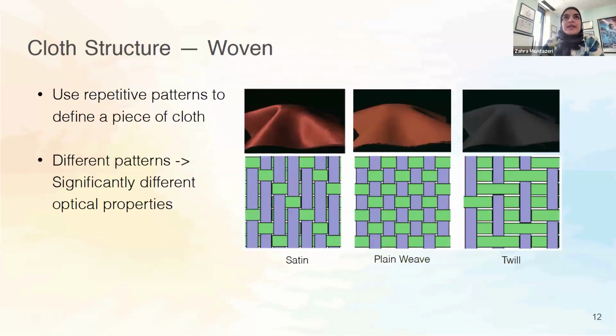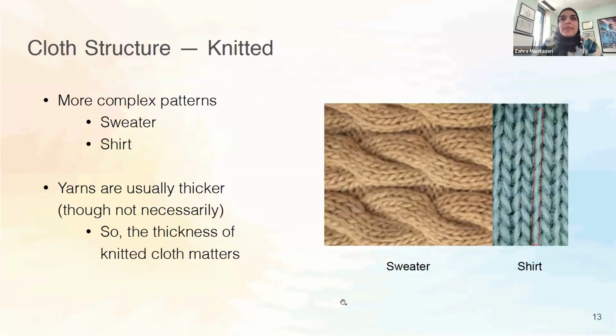Let's talk about woven for a second. Woven fabrics have this binary pattern map, which shows where the yarns should go. Basically, the green ones are the warps, and the other ones are the weft. And then you can see on top that the rendering of each of these fabrics would look completely different just because the arrangement of the yarns is different.